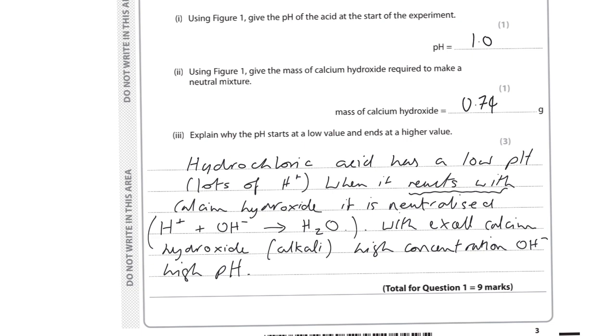Hydrochloric is an acid, and so it starts acidic at the start. It's neutralized when you add calcium hydroxide, and calcium hydroxide is an alkali, so when it's in excess, the pH is high.